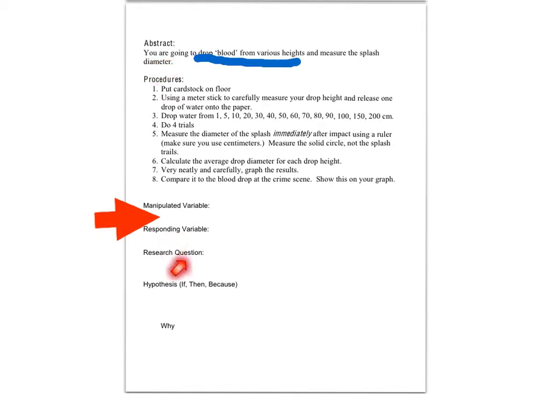And you, of course, know how to write a research question if you know the two variables, and you can come up with your own hypothesis for what you think would happen to the splash of the water, or the splash of the blood. It's just red food coloring with water, as the height increased, and then why you think that. And these are the heights you're going to drop the water from using a pipette.